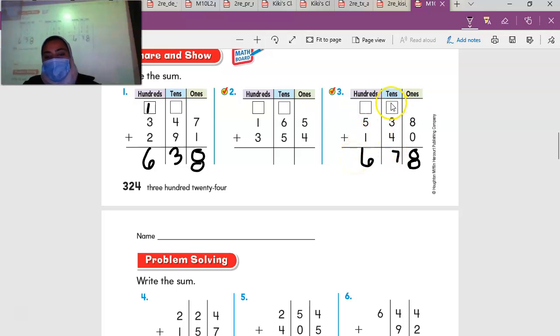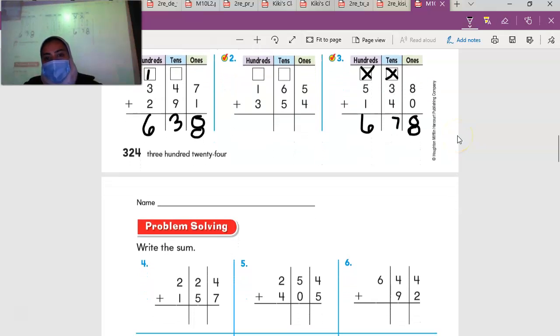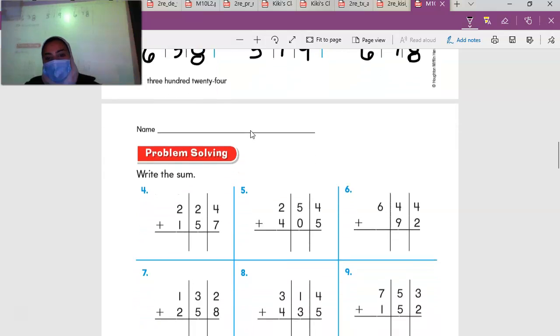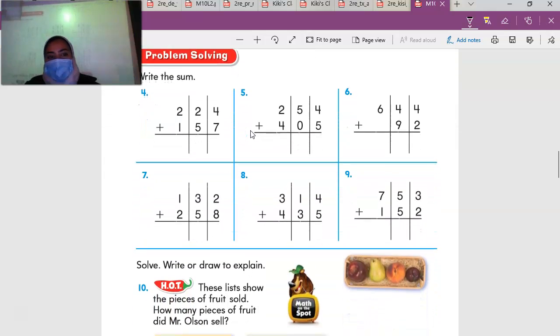Ms. Yusuf, why did they put these empty boxes? Just to trick you. So if you want to put an X in them, you can. If you just want to ignore them and leave them blank, you can. All right, number 2. 5 plus 4 is 9. 6 plus 5 is 11. 1 goes in the tens place, and the other one goes in the hundreds place. 3 plus 1 is 4, and 4 plus 1 is 5. 519. Very, very simple.